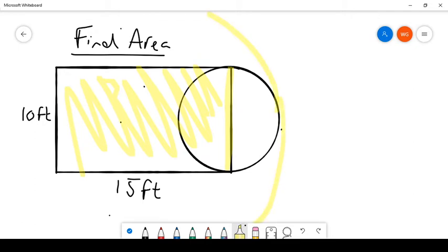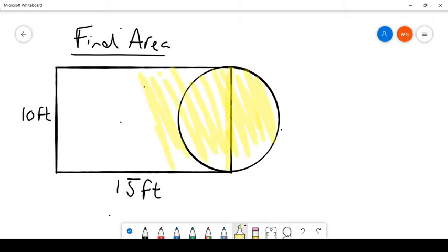But the purpose of this problem is not to demonstrate a basketball key. The purpose of this problem is to find the area on the inside of the shape. So we're going to find the total area that exists inside the shape, and it's going to be very similar to what we were doing with other composite shapes.